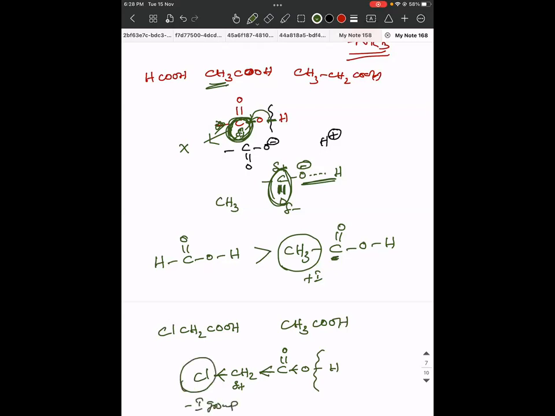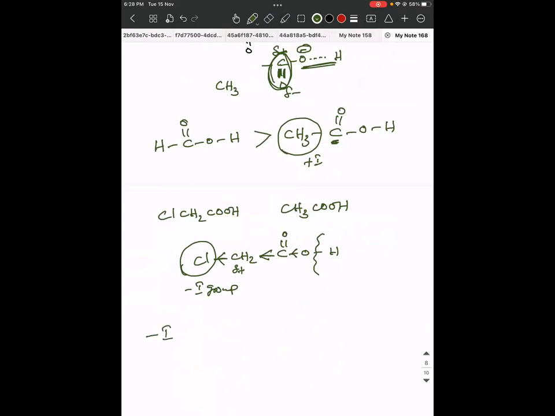Cl is a minus I group. Am I right or not? Minus I group. So when the minus I group increases around the carboxylic acid, the acidity increases.